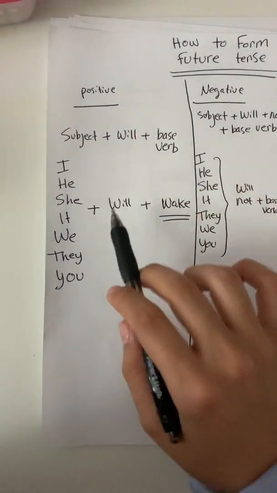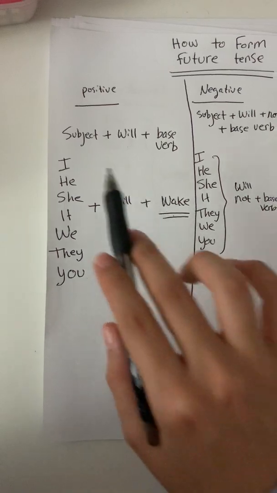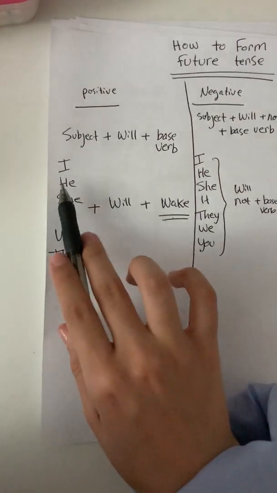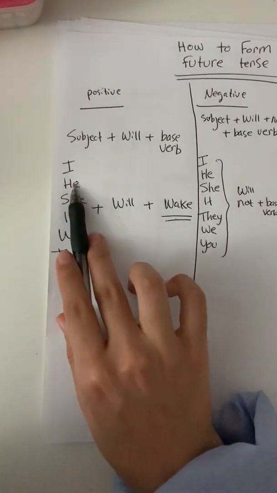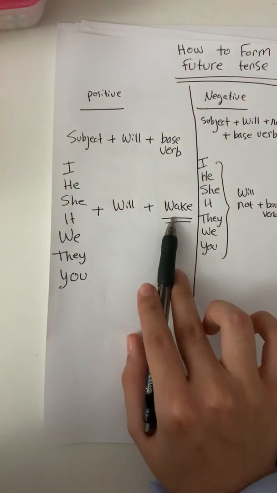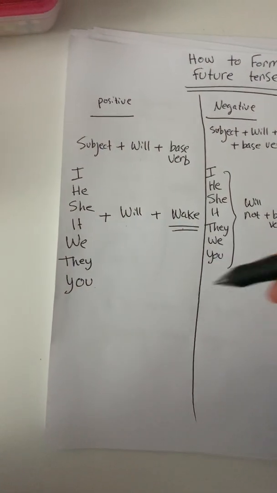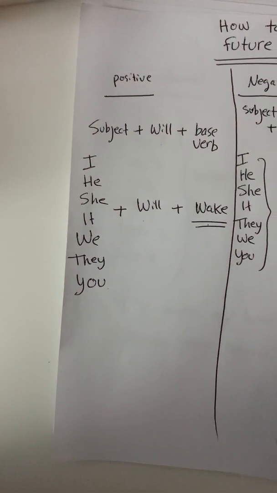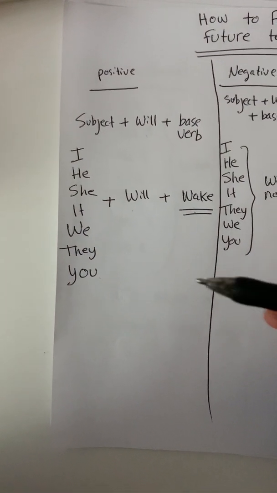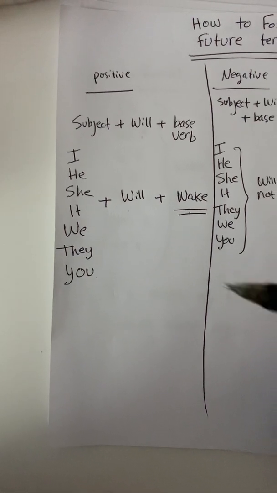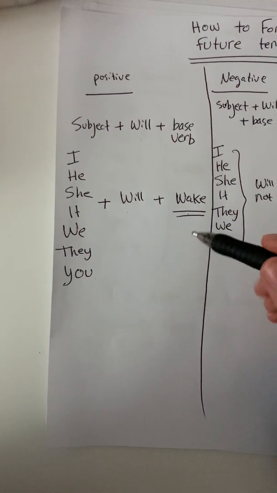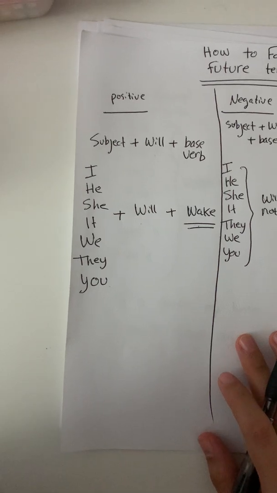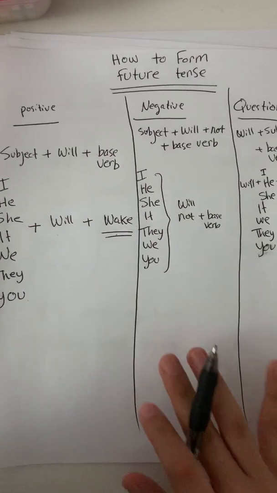For example, I will wake. He will wake. We didn't say he will wakes because we used he. We don't have to use s in the verb, but we have to use the base verb, okay? It's an important thing that you have to remember: you have to use a base verb after will, okay? That's what the positive sentence looks like.